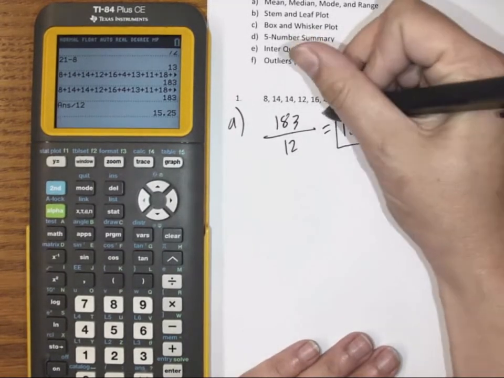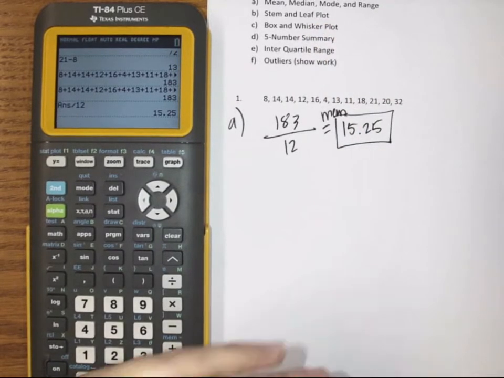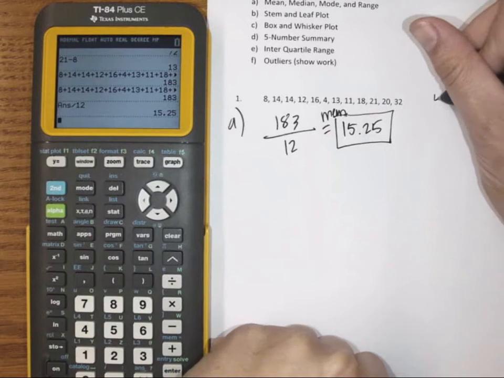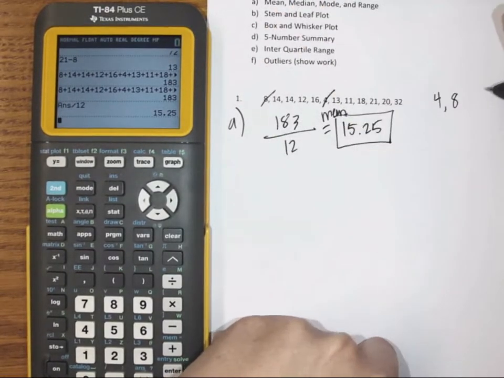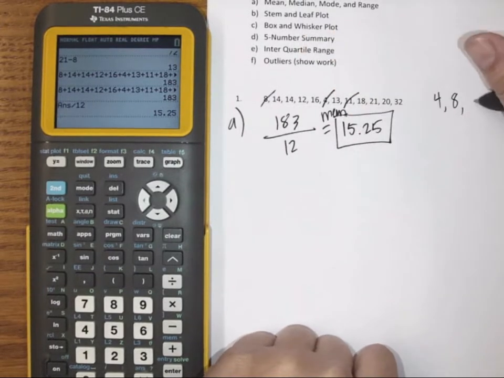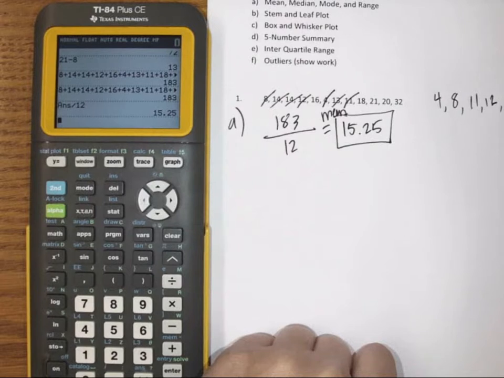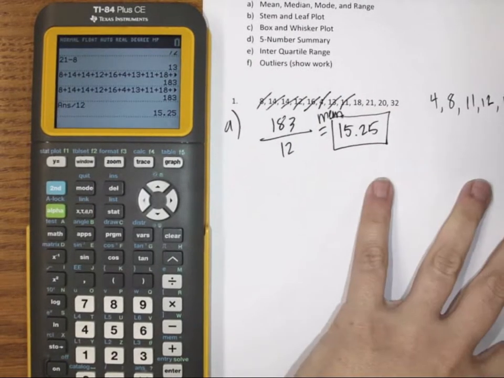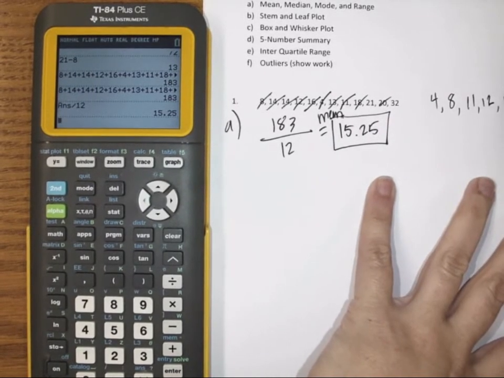The median is when you put them in order. So I need to order these first. The first number when I order them would be 4, and then 8, and then 11, and then 12, and then 13, 2 14s, a 16, 18, 20, 21, 32.